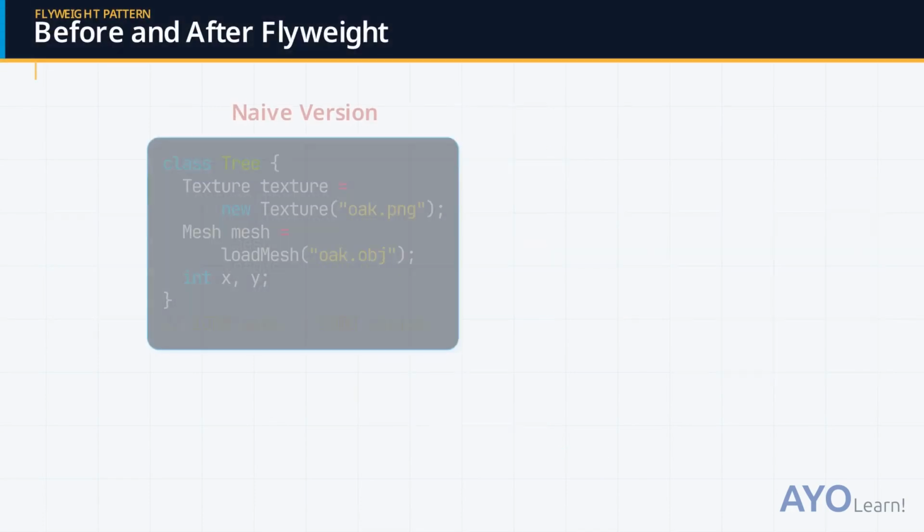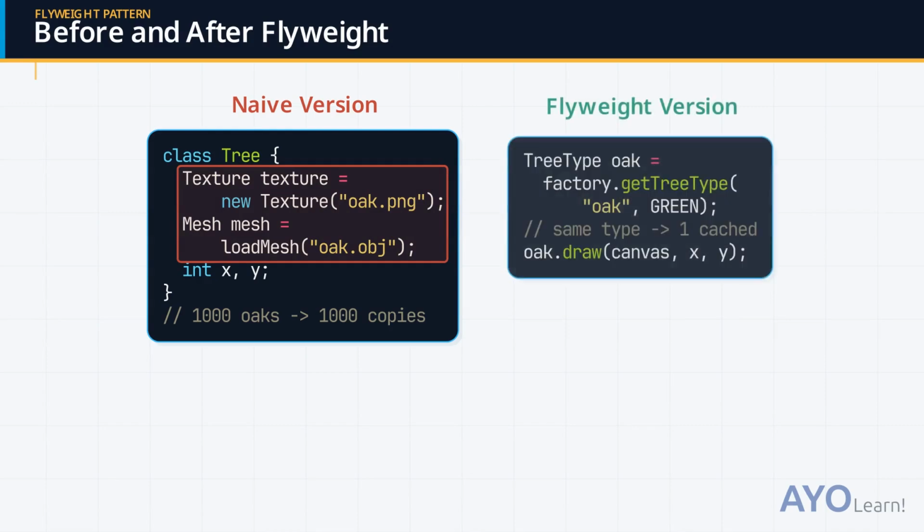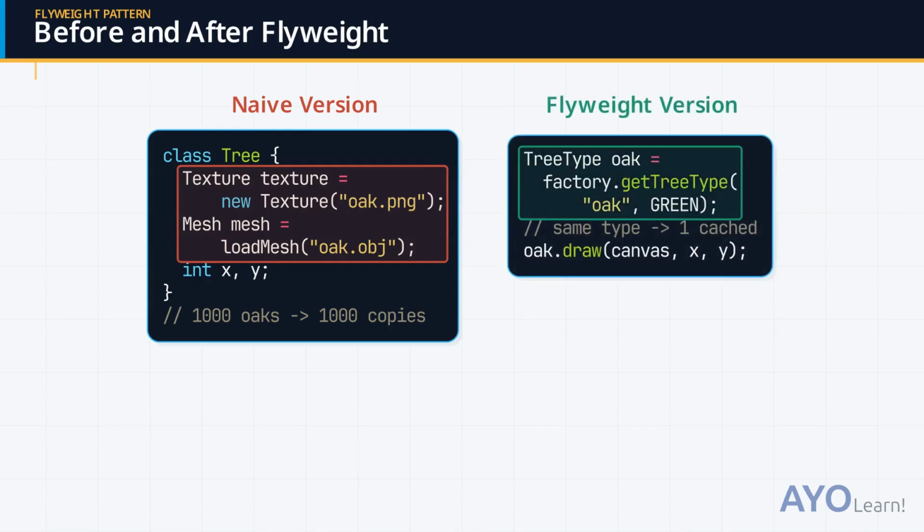Look at the before version. Every tree allocates its own texture and mesh, wasting memory on a massive scale. The flyweight version calls factory.getTreeType with a name and color, so identical types resolve to one cached instance. The draw method takes the X and Y coordinates at render time. 1,000 oak trees now share a single tree type.